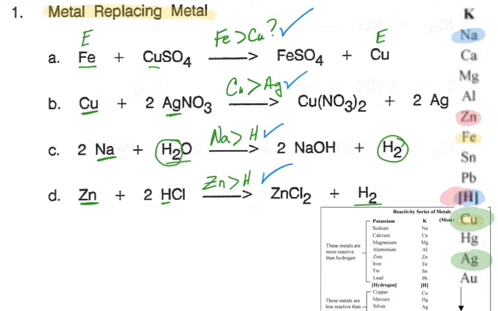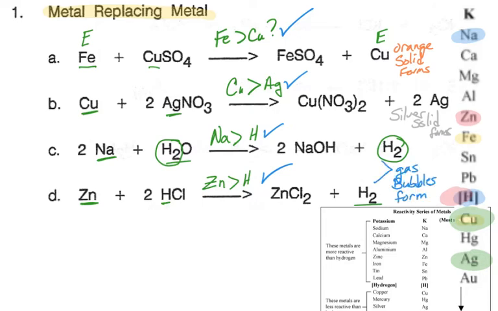So in the next section, we're going to talk about how you can tell if a reaction is occurring. For that, what you're going to look at are the products. In the first one, you're producing copper, so you should see a copper-colored solid form. In the second one, you're producing silver, so you should see a silver-colored solid forming. And in letters C and D, you're producing hydrogen, which is a gas, and so you should see a gas forming. You should see some bubbles.